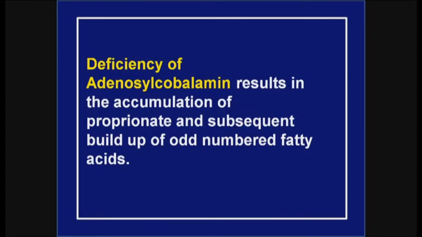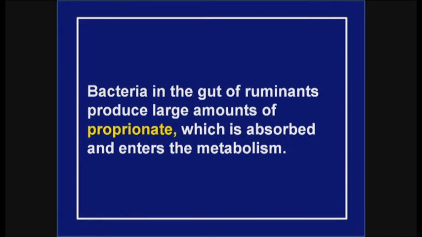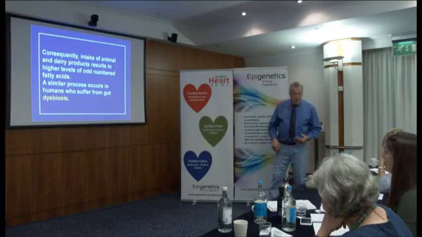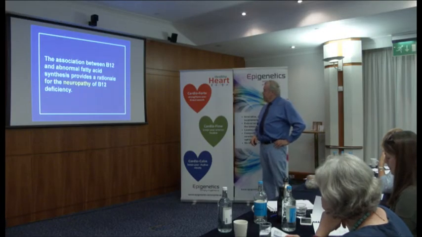So deficiency leads to accumulation of propionic and other odd-numbered fatty acids. Bacteria in the gut of ruminants produce large amounts of propionics, which are then absorbed and get into the intestines. That's bad bacteria, mainly the gram-negatives. Consequently, intake of animal and dairy products results in higher levels of odd-numbered fatty acids. A similar process occurs in humans who suffer from dysbiosis, which is gut imbalance, where they get a lot of wind.